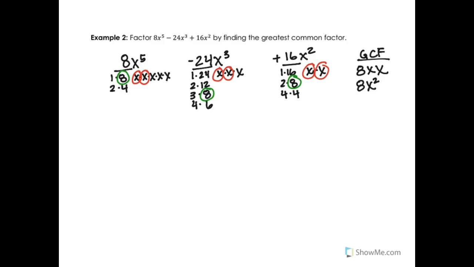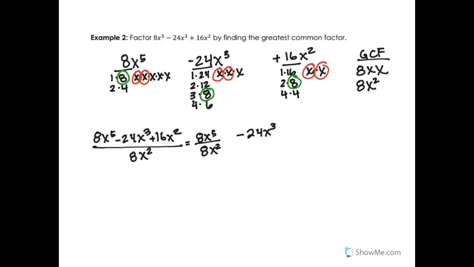So my greatest common factor here is 8x to the second power. Again, now we have to take our expression and divide by our GCF to figure out what the other factor is. So I have 8x to the 5th minus 24x to the 3rd plus 16x to the 2nd divided by 8x to the 2nd power. We're going to break that up into smaller fractions. So I have 8x to the 5th over 8x to the 2nd. I have a negative 24x to the 3rd. Here it is very important for you to make sure you're keeping track of those negatives. We don't want to forget them here. Over 8x to the 2nd. And then I have a positive 16x to the 2nd over 8x to the 2nd again.